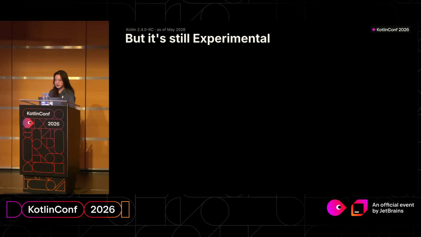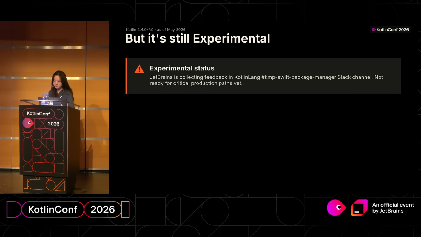This works, but it's still experimental. A few things to keep in mind before you put SwiftPM import on a critical path. First is experimental status. JetBrains is actively collecting feedback in the Kotlin Lang Slack, KMP Swift Package Manager's Slack channel. APIs and behavior can change between releases. We're using it on a side module to learn it, but our production crash reporting still goes through the framework export setup we saw earlier.